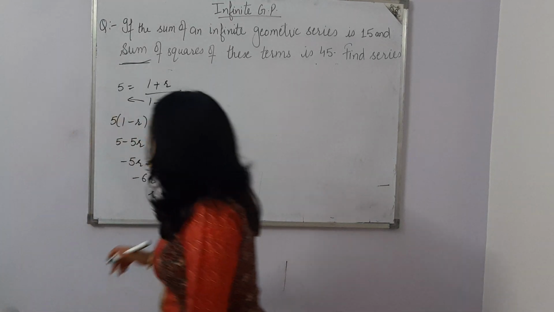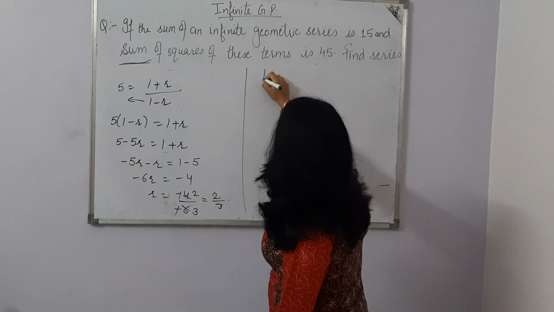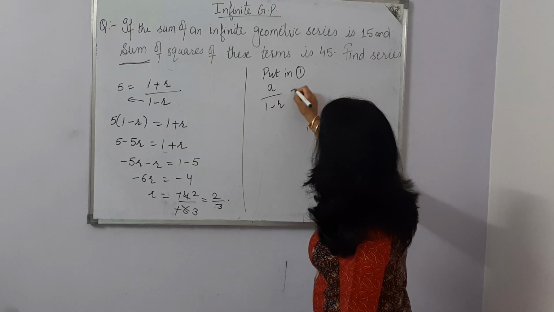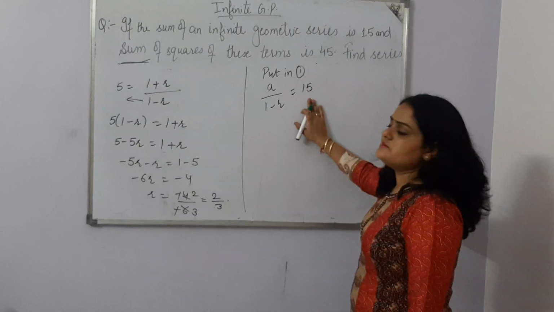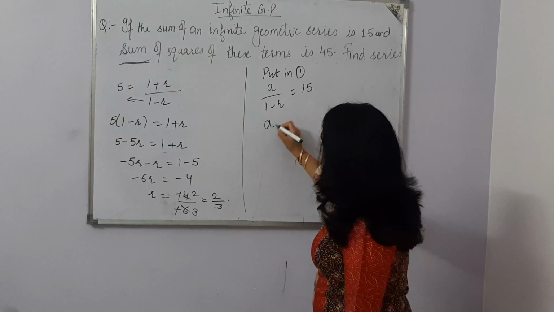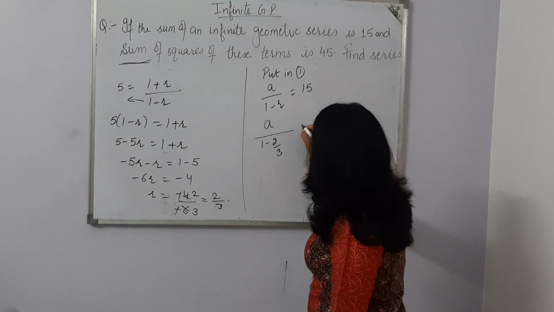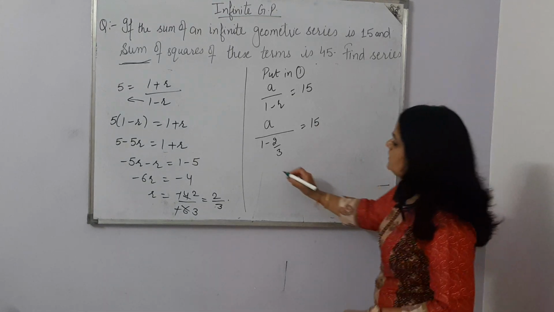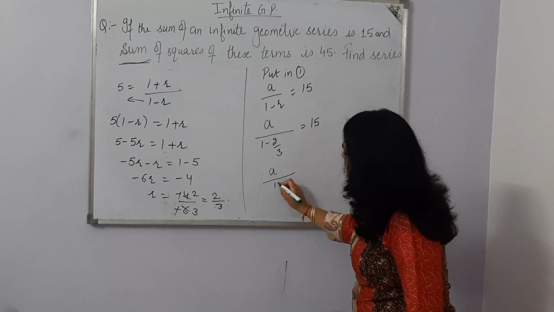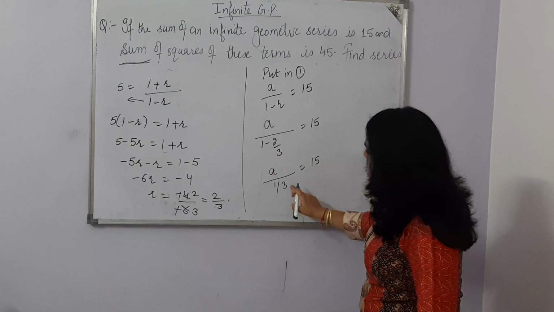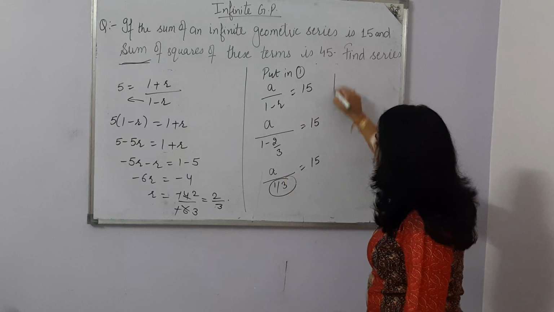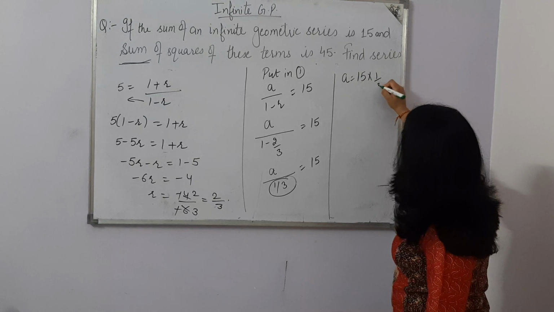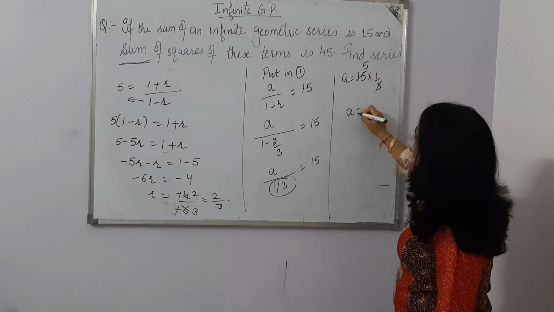What was the first equation? It was a upon 1 minus r is equal to 15. This was the first equation. Now we have the value of r, 1 minus 2 by 3. Okay. Now it is 3 minus 2, it is 1 by 3. So this is in division, 1 by 3 is in division. When it goes to this side, it will come with a multiplication sign. So 3 5s are 15. a is equal to 5.